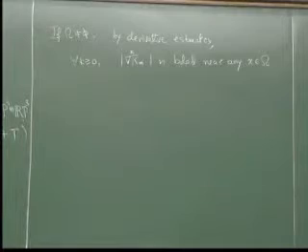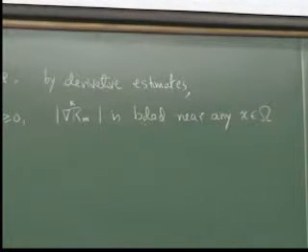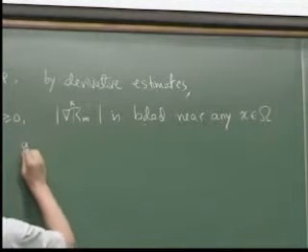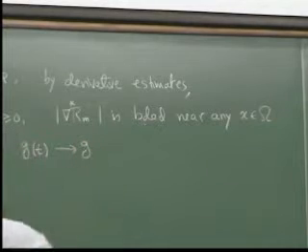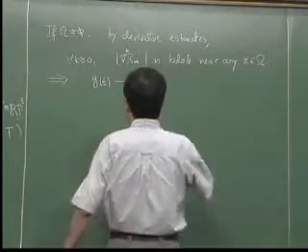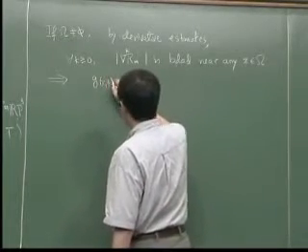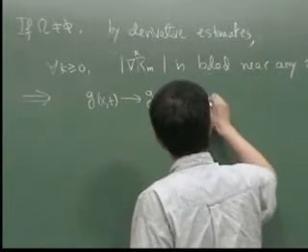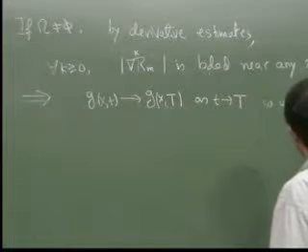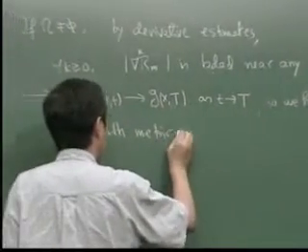Why is that? Because we know the curvature is uniformly bounded near omega. Then we can apply the derivative estimate to get all higher order derivatives. Since all the derivatives are bounded, the flow converges. This implies g(t) converges to some metric as t goes to capital T. So we have a smooth metric on omega.